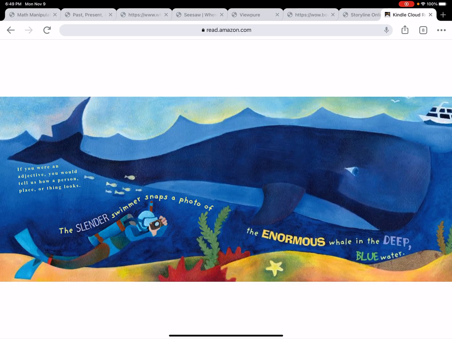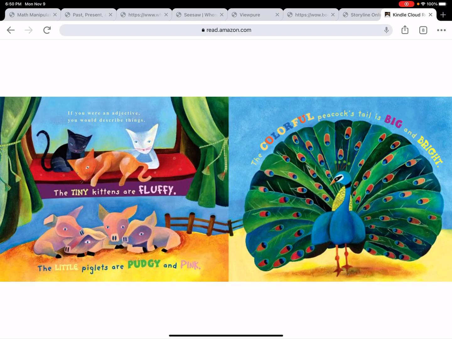If you were an adjective, you would describe things. The tiny kittens are fluffy. So our noun, that's kittens, those are things. And if we wanted an adjective to describe them, they are tiny and fluffy. The little piglets are pudgy and pink. Piglets is the noun. Which words describe what the piglets are like? They are little, pudgy, and pink. Those are adjectives that tell us what the piglets look like.